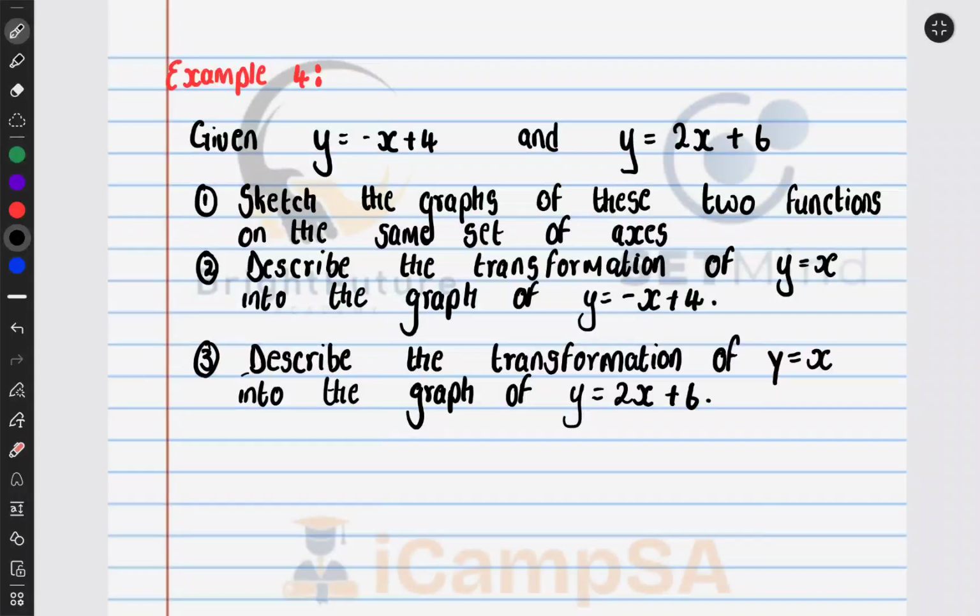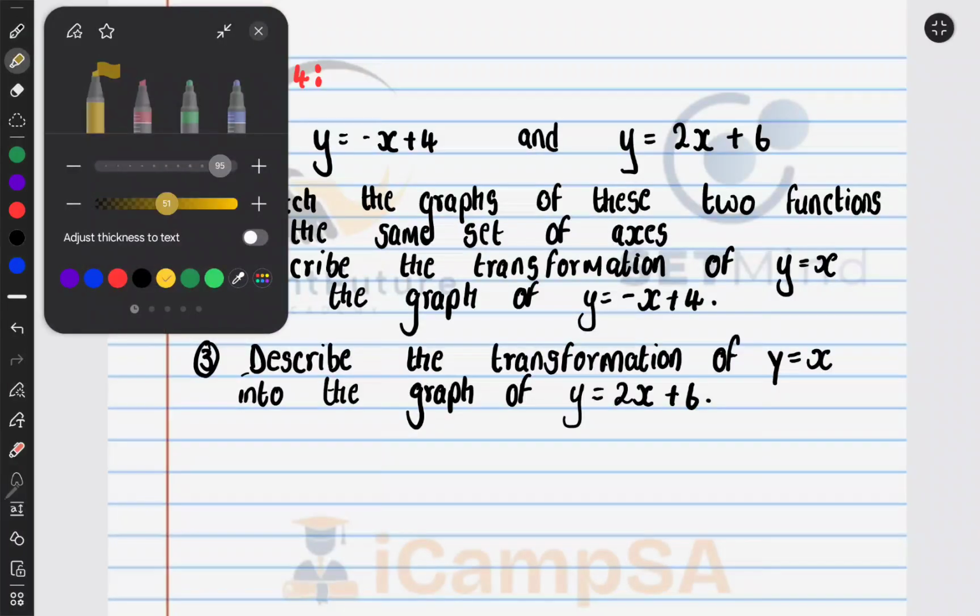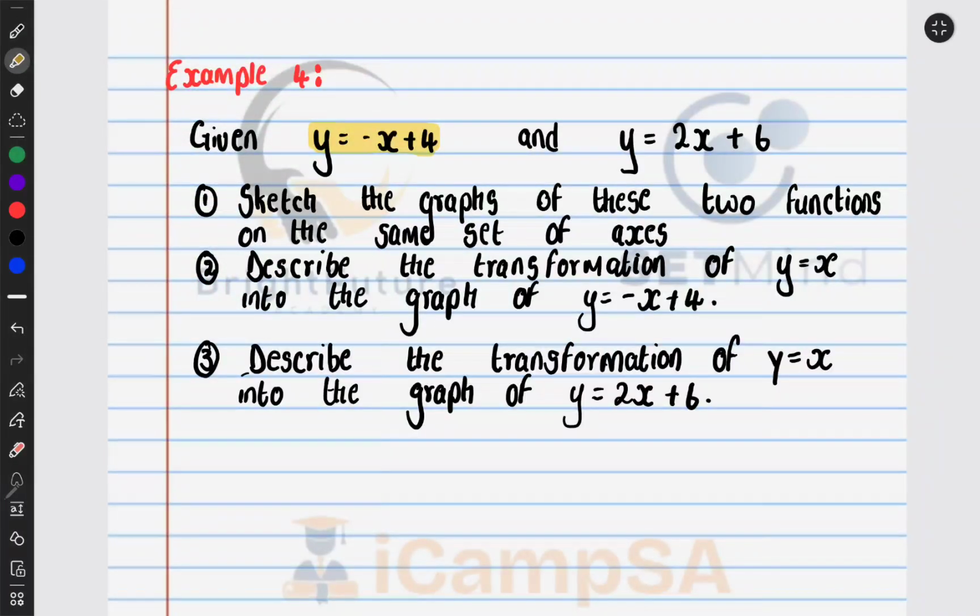Okay, so example number 4, given y is equal to -x plus 4 and y is equal to 2x plus 6. So with those two functions, you can already see that since you have a negative x, what has happened? The function has been reflected about the x-axis, because the coefficient of x, which is a, a is equal to -1, and then q, what is q? Q is equal to 4.